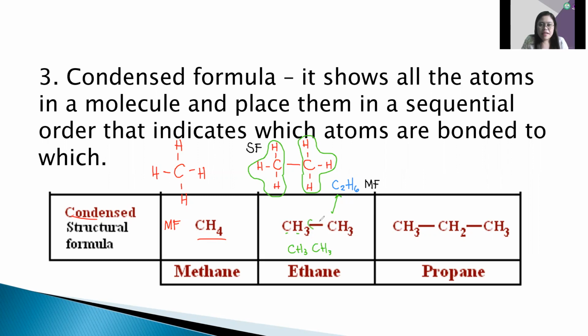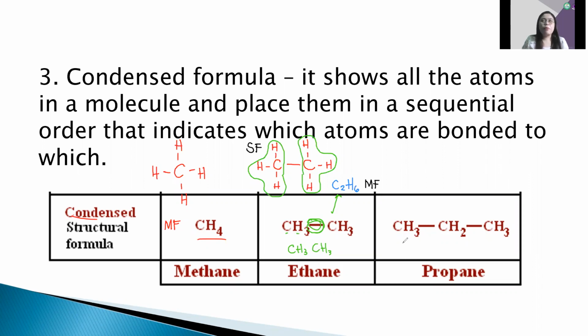Okay? Sometimes the bonding at the center is not included because it is understandable that carbon is bonded with this carbon and that it is only a single bond. But if it is a multiple bond, then you really have to show the bonds at the center. Of course, if it's a double bond, two. If it's a triple bond, three. Okay? So that is how we make our condensed formula for ethane.